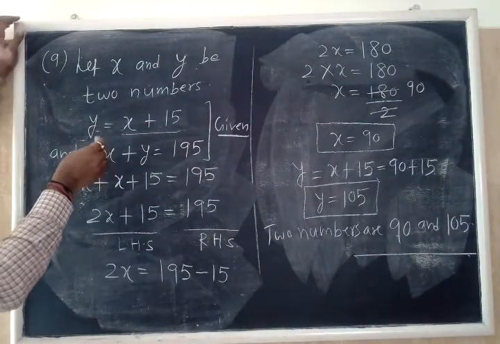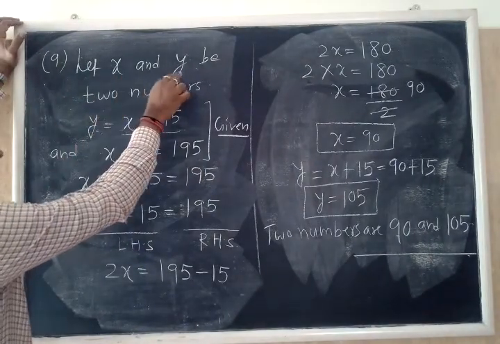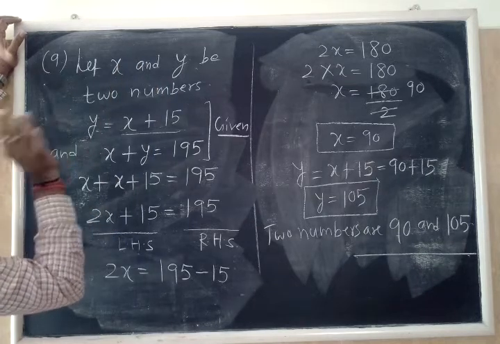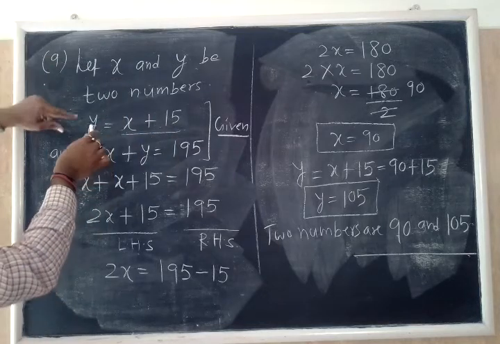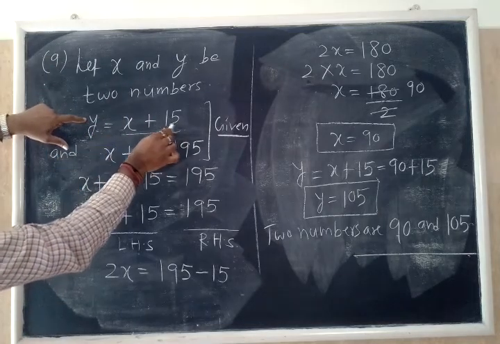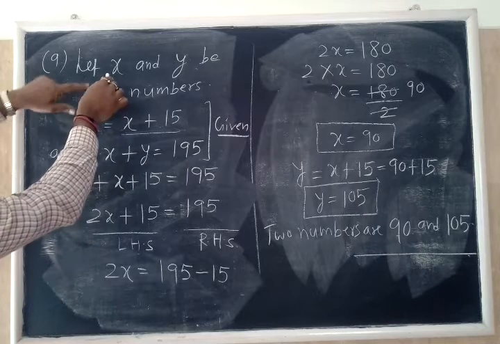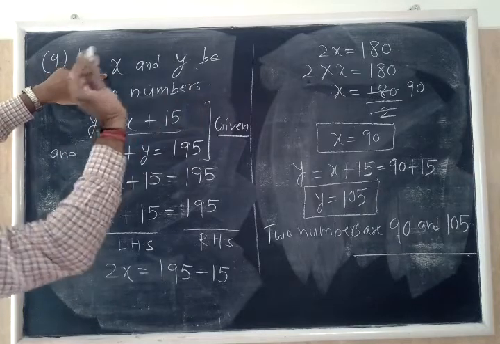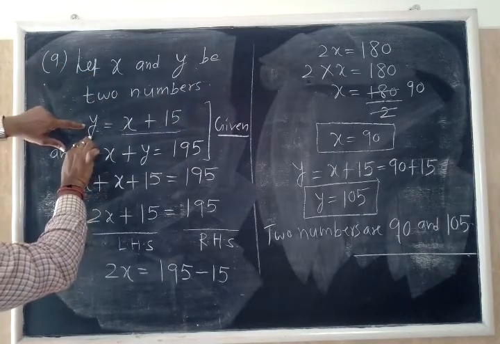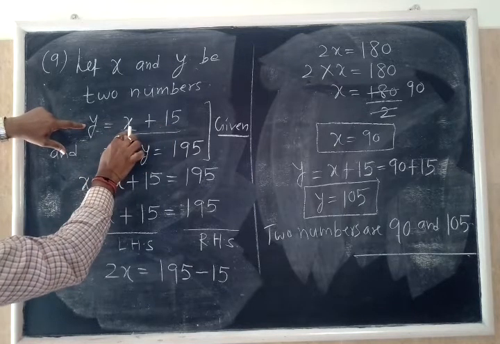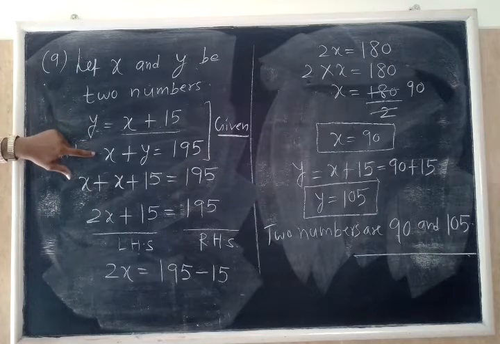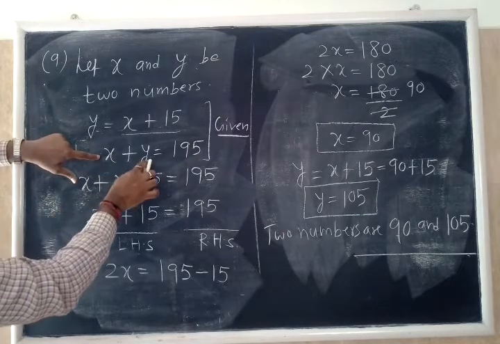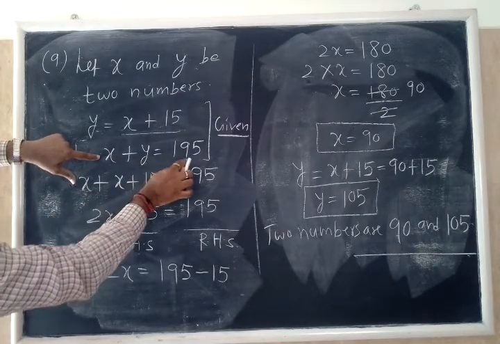Once again I will explain. Let x and y be two numbers. It is given in the question that one number is 15 more than the other number. So y is 15 more than x. Or you can take x is equal to y plus 15, it does not matter. And the second condition, it is given the sum of two numbers is 195. X plus y is 195.